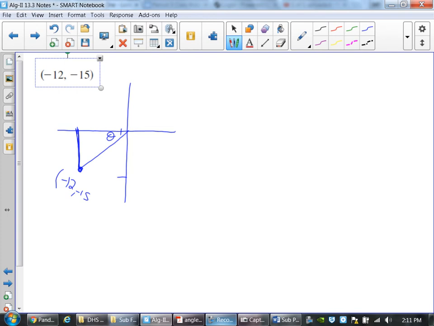Negative 15. So again, if you're putting a value, your x is left and right, your y is up and down. So what is my opposite to theta? What is my adjacent to theta? How do you solve for r? Pythagorean theorem. Yes, sir. This is placement, not distance, right? So it can be negative.